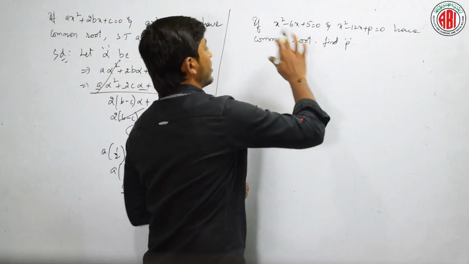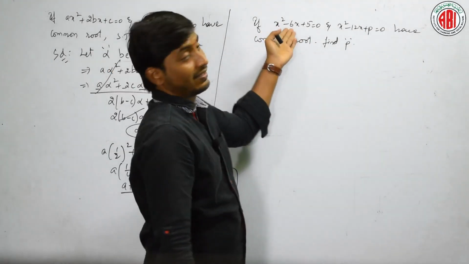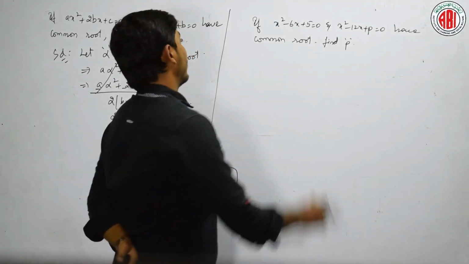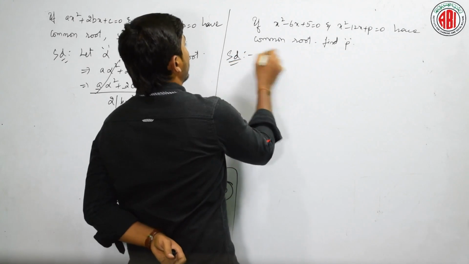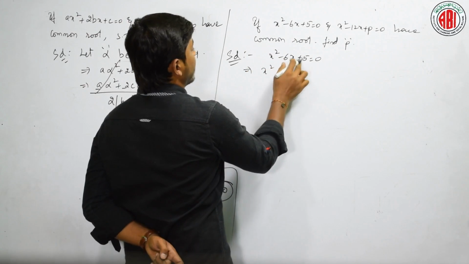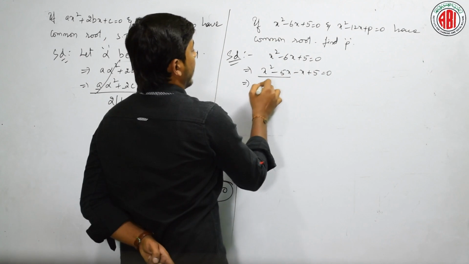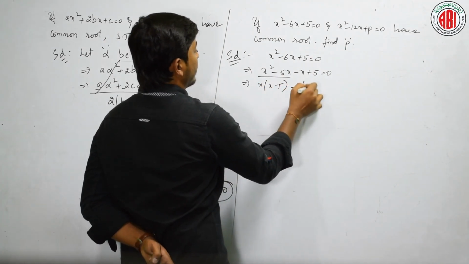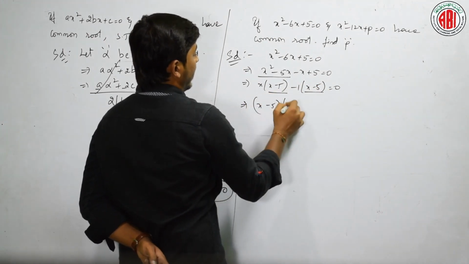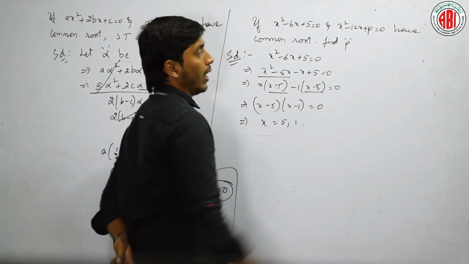If this equation and this equation have a common root, how do we find? We can't even assume here. First we have to find the roots of this. It is easy to do. Yes? Okay. So, let us find roots of x square minus 6x plus 5 equal to 0. That is 5 ones are 5, minus 5x minus x plus 5 equal to 0. I can take x common, x minus 5, minus 1 common, x minus 5 equal to 0. After taking x minus 5, I will get x minus 1 equal to 0. Therefore, the values of x are 5 and 1.